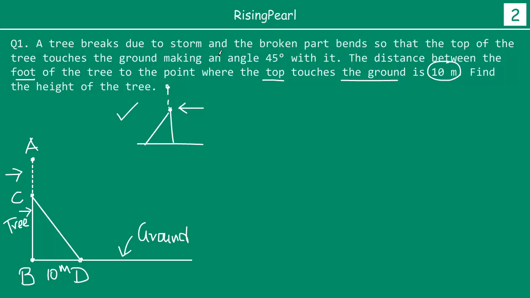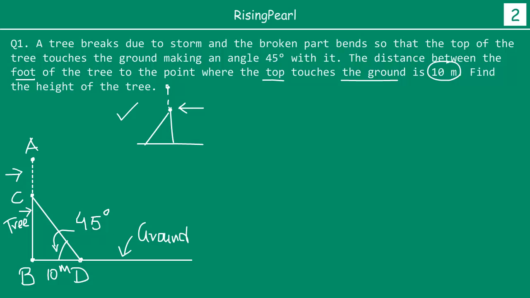Now the tree breaks due to a storm. The broken part bends, so the top of the tree touches the ground, making an angle of 45 degrees. So this angle is 45 degrees. Now again, because we are not drawing to scale, it does not matter what this angle looks like. It is just important to note that this value is 45 degrees.